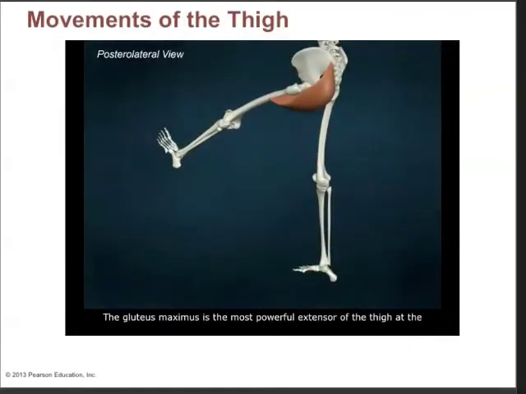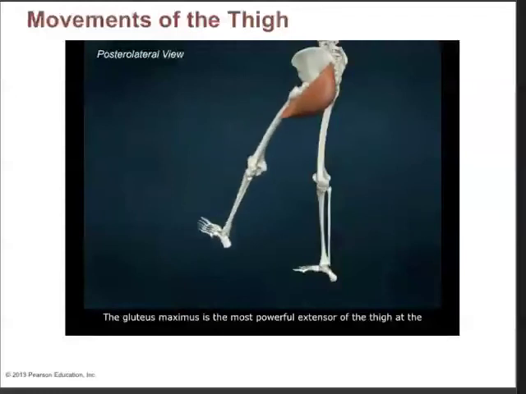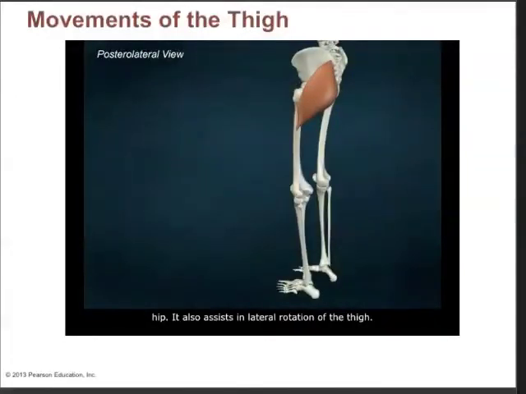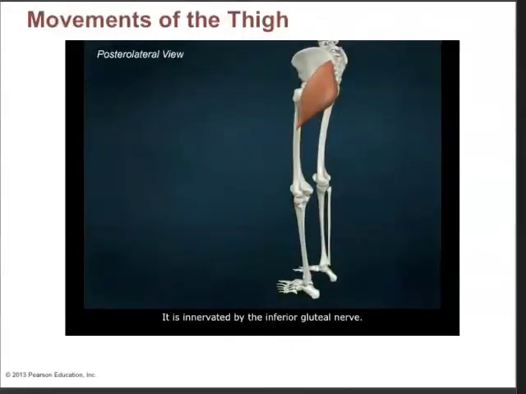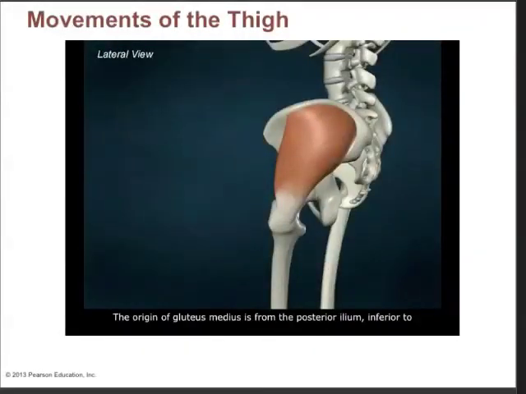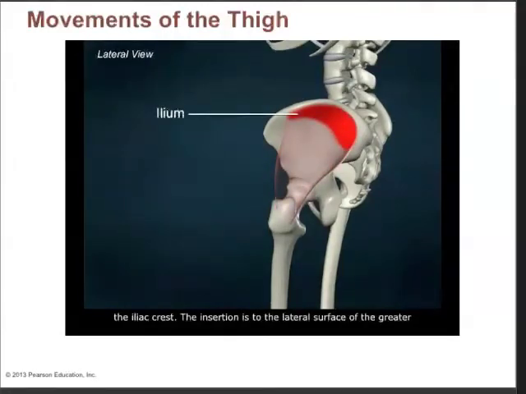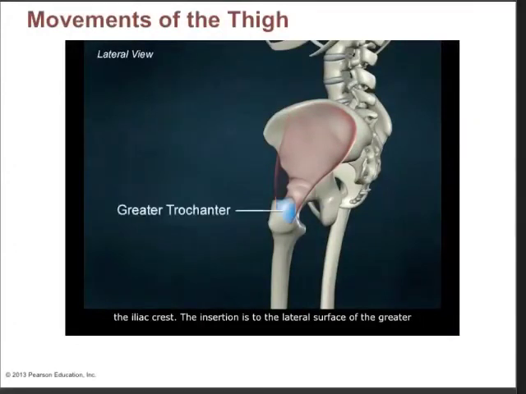The gluteus maximus is the most powerful extensor of the thigh at the hip. It also assists in lateral rotation of the thigh. It is innervated by the inferior gluteal nerve. The origin of gluteus medius is from the posterior ilium, inferior to the iliac crest. The insertion is to the lateral surface of the greater trochanter of the femur.